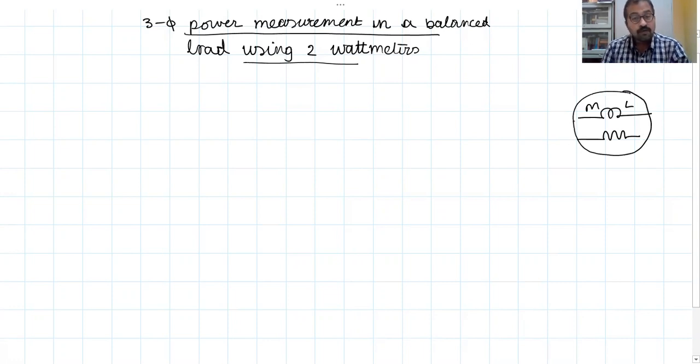So you will put the current coil of the wattmeter in series with the line so that current can be read, and the voltage coil of the wattmeter will be put across two points where the voltage is to be measured. Now let us consider a three-phase load. It's a balanced three-phase load. We are considering a star connected load. You can do it for a delta connected load also. It will work.